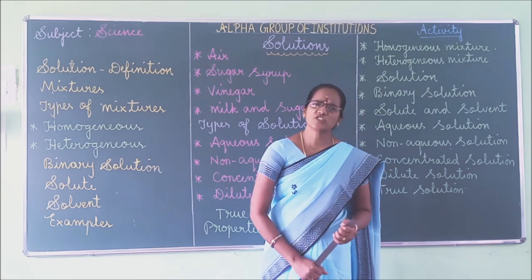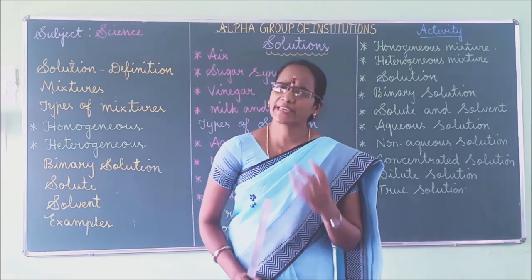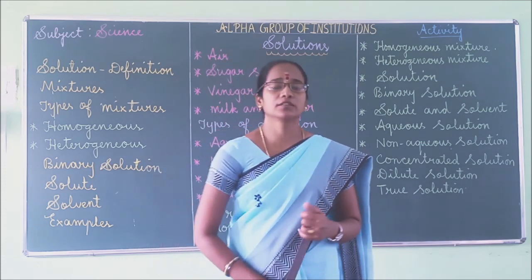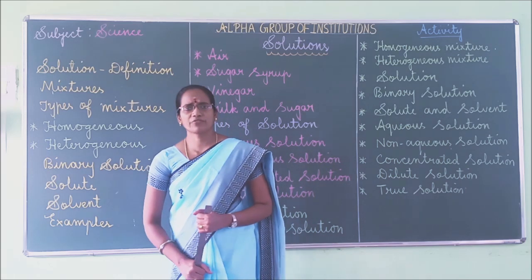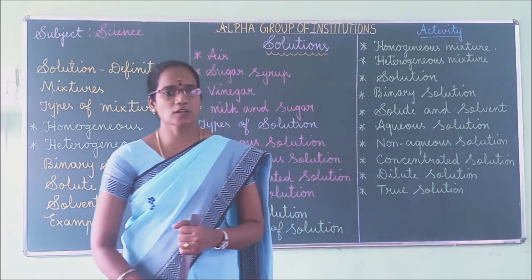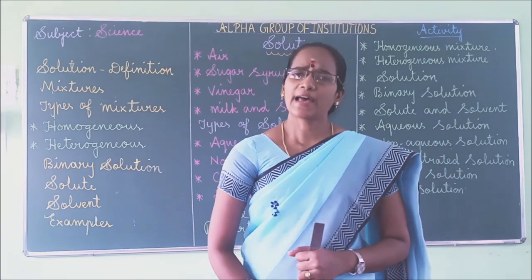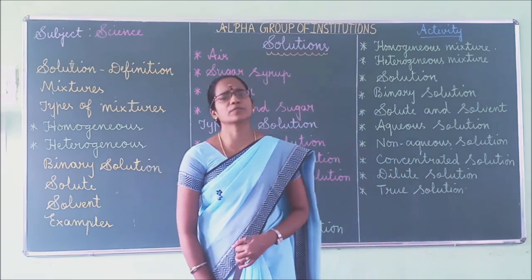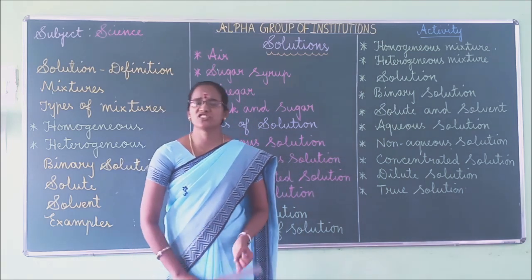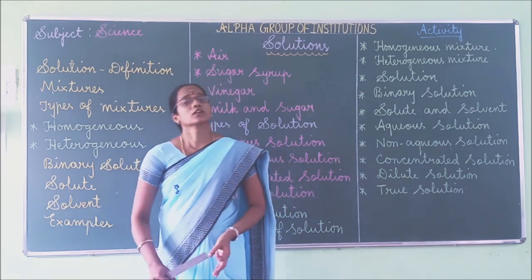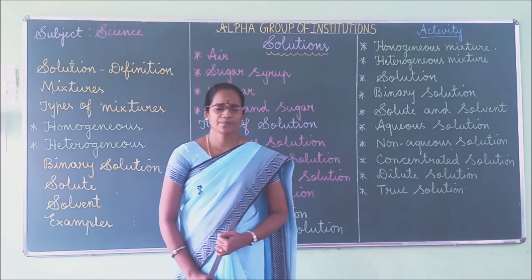One of the naturally occurring solutions is seawater. We cannot imagine life on earth without seawater. It is a mixture of many dissolved salts. Another one is air. Air is a homogeneous mixture of many gases like nitrogen, oxygen, carbon dioxide, argon, neon, etc.